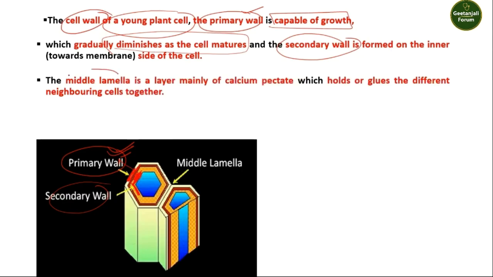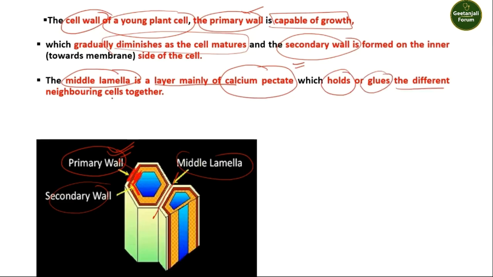Apart from this, there is a middle lamella which is between two cells. This is the middle lamella. This is the layer made up of calcium pectate. It holds or glues different neighboring cells together. This is one cell, this is another cell, and they are glued together by middle lamella.